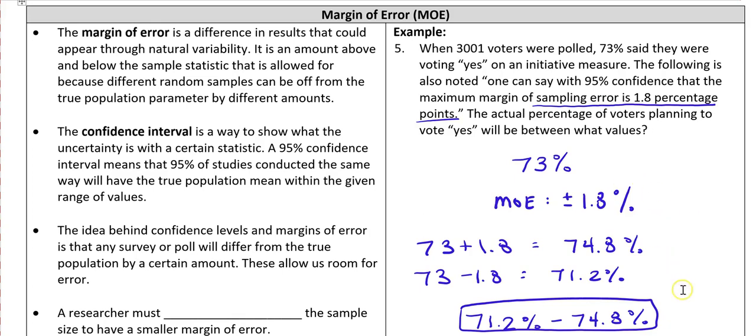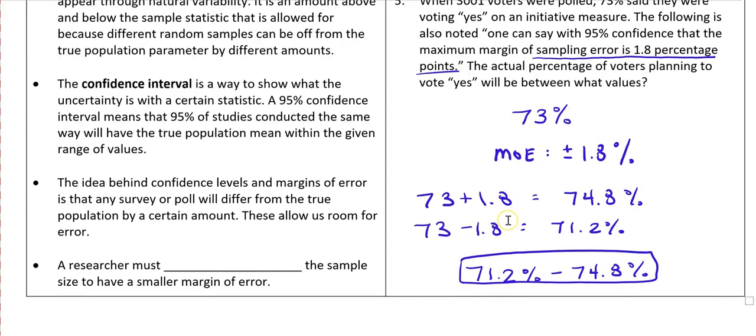Now if you want a smaller margin of error, a researcher has to increase the sample size. That's important to realize. The bigger the sample size, the less error. Unfortunately, we can't always increase the sample size.